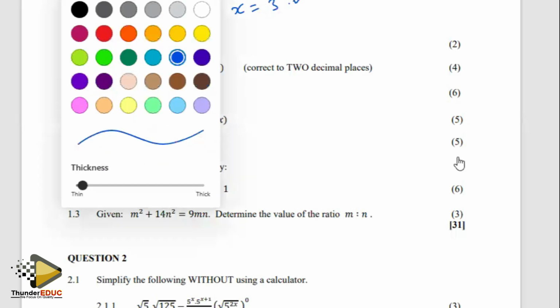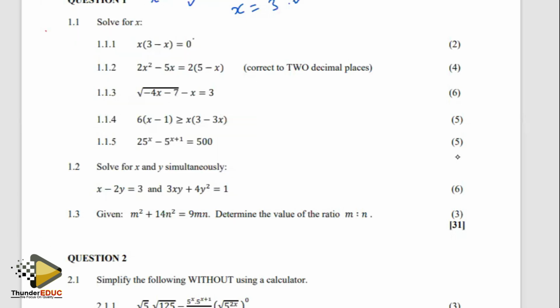And then 1.1.2, we have correct to two decimal places, which means we need to apply the quadratic formula, but that can only work after simplifying this and opening it up. So on the left-hand side, I'll have my 2x squared minus 5x. On my right-hand side, I'll have 10 minus 2x. Let me move everything to one side of the equal sign. So that's going to be 2x squared, when this one moves it's going to be minus 3x, and this one goes minus 10 is equal to 0.